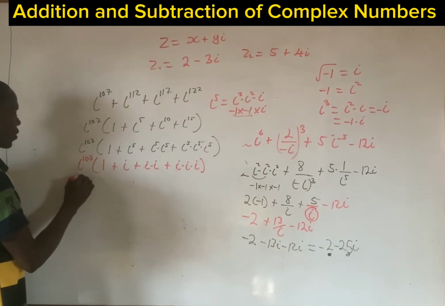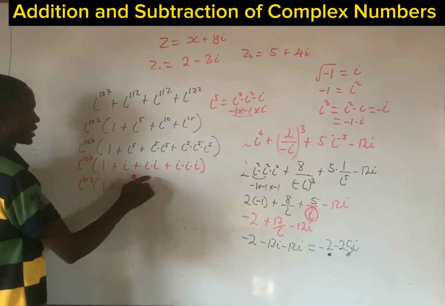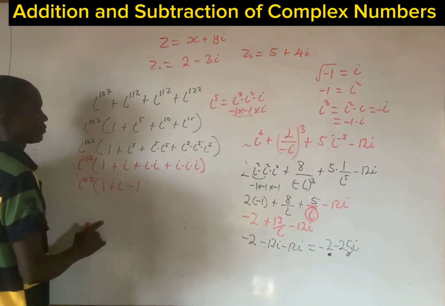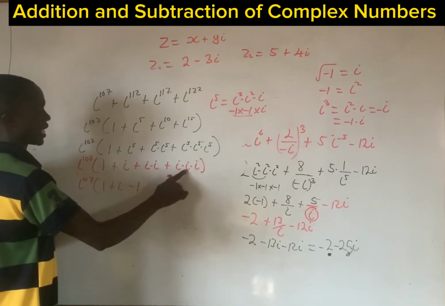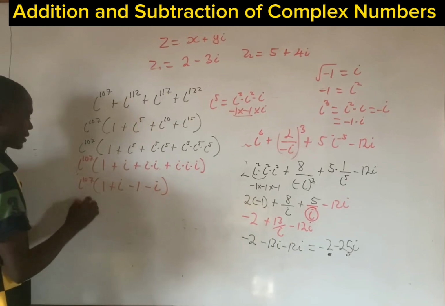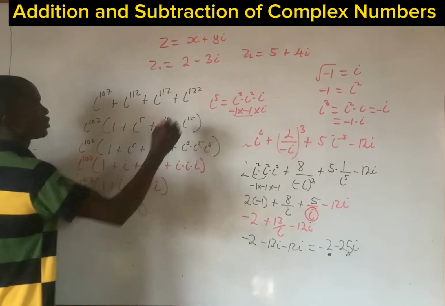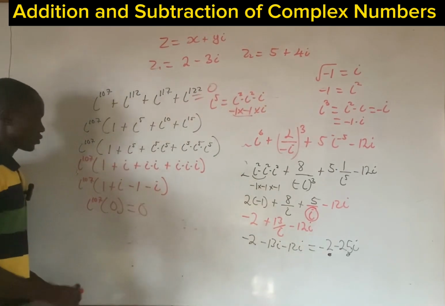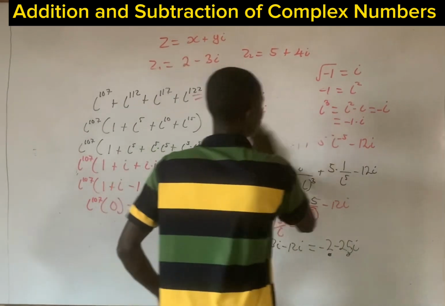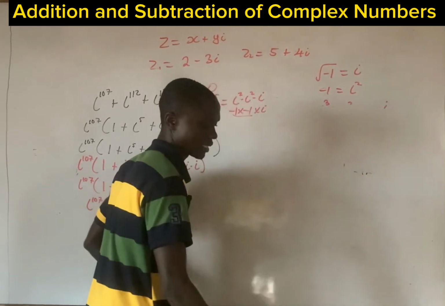Now we have i power 107 into 1 plus i times i gives i squared, which is negative 1. Then i times i times i gives negative 1 times i, which gives minus i. So you see that we have i power 107 times 0, which gives 0. So the answer for this is 0, because 1 minus 1 is 0, i minus i is 0. Now, we are done. Let's take the last example.